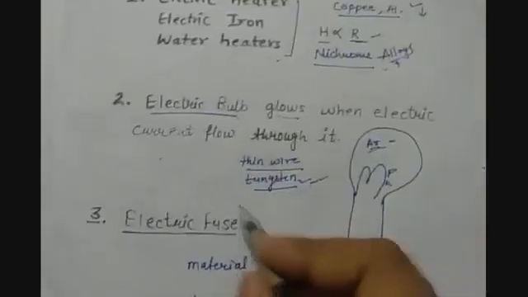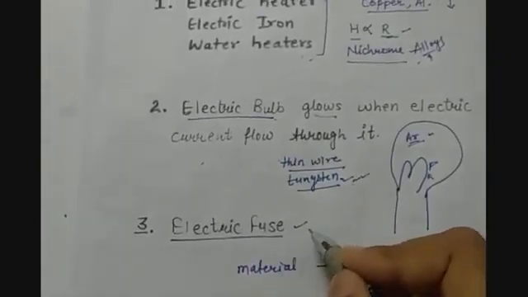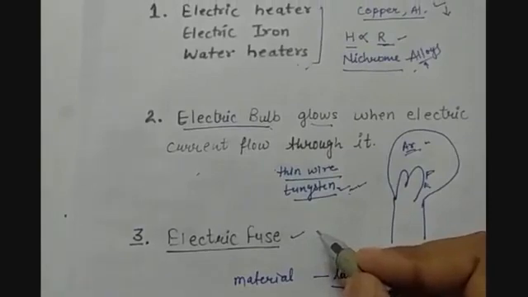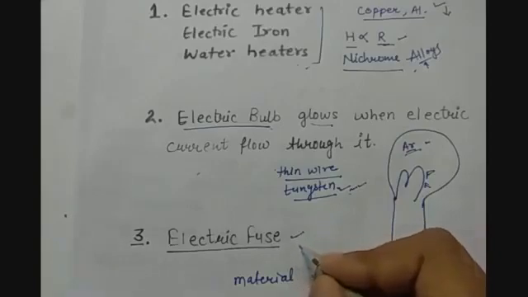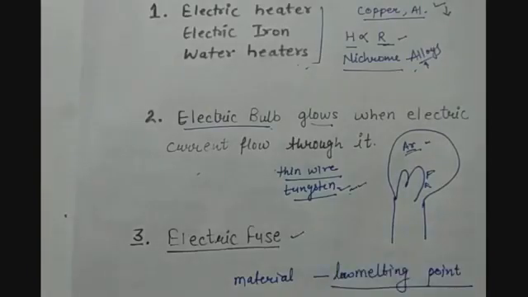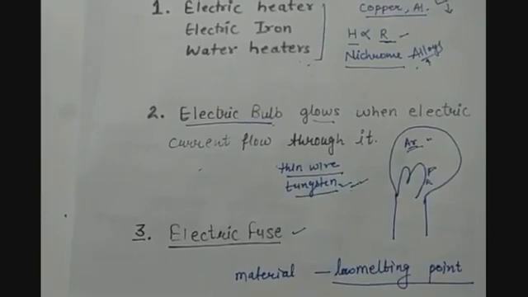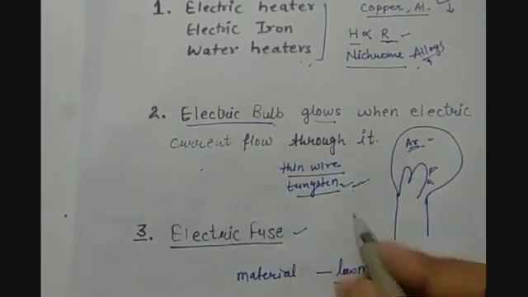The third application is electrical fuse. Electric fuse is basically a safety device which is used in the electrical circuits or household circuits or in industries as well. So what this fuse does, that this is a very thin metal wire which is having a very low melting point.